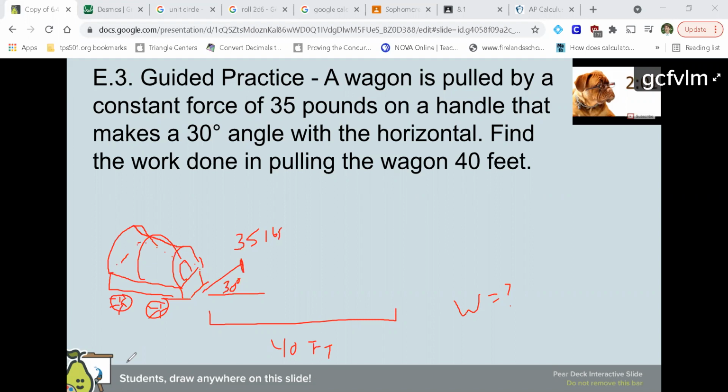Again, we're assuming friction doesn't exist for this wagon either. If it did, you would need to know the weight of the wagon, and then you'd have to find the vertical component of your force, subtract that from the weight, and find your coefficient of kinetic friction. Actually, that's not true. Never mind. We actually don't need to do that. Do we? We would. Yeah, we would, because that coefficient of kinetic friction would be subtracted, added to your parallel.